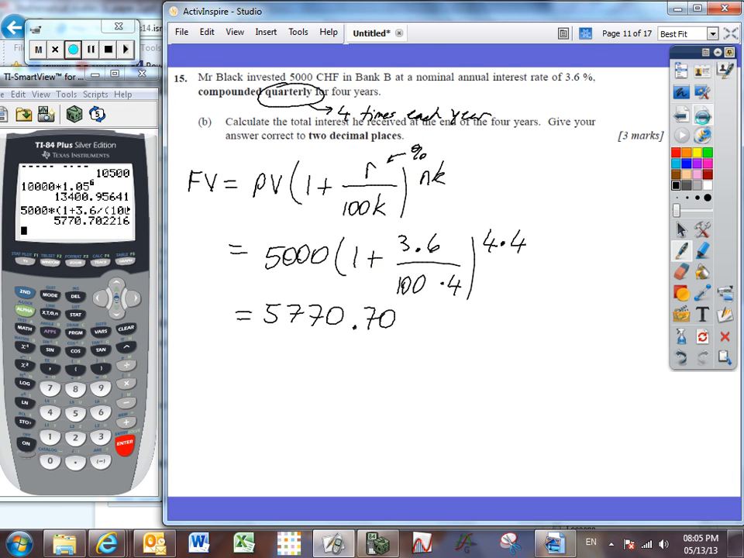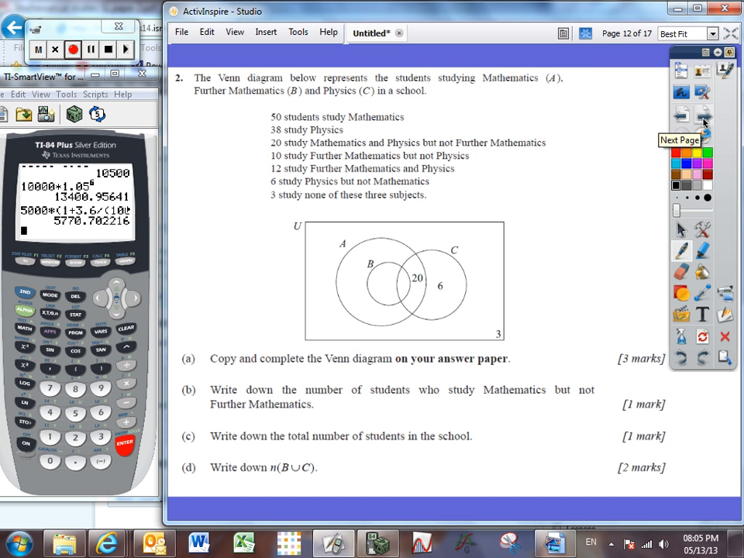Alright, let's move on to paper 2 questions now, the longer ones, and we'll start with this Venn diagram question. We've been given a picture of the Venn diagram involving mathematics, which is circle A, further mathematics, which is circle B, and physics, which is circle C, to copy and complete. Alright, let's just pretend that I've copied it here.